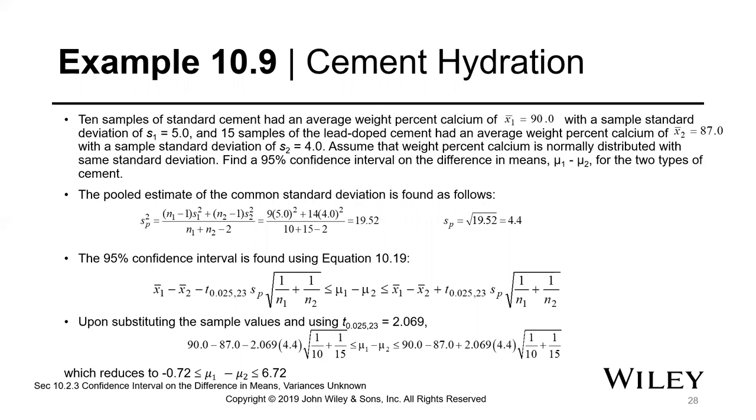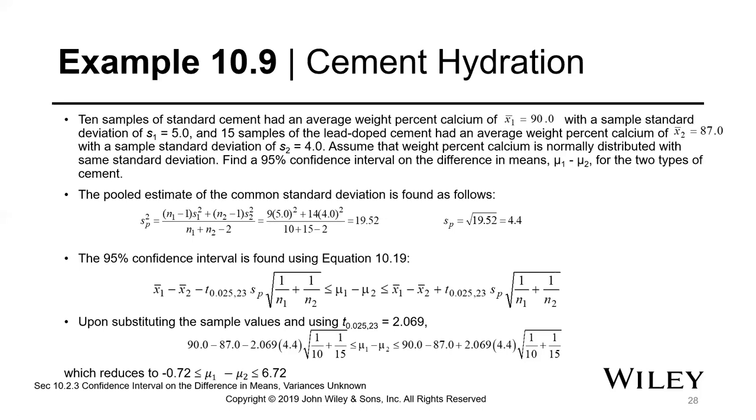So if you have standard cement with an average weight percent of calcium of 90, a sample standard deviation of 5, and an N of 10, and the lead doped cement, which has a mean of 87, a sample standard deviation of 4, and an N of 15. Wow, who wrote this thing? They really can't get it right, can they? So assuming the weight percent calcium is normally distributed with the same standard deviation, you find the 95% confidence interval.